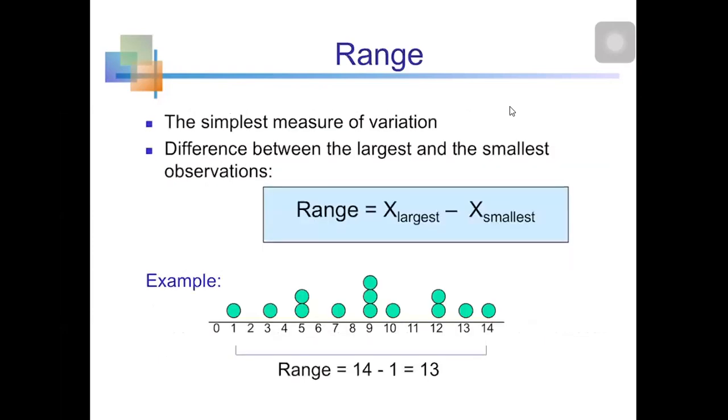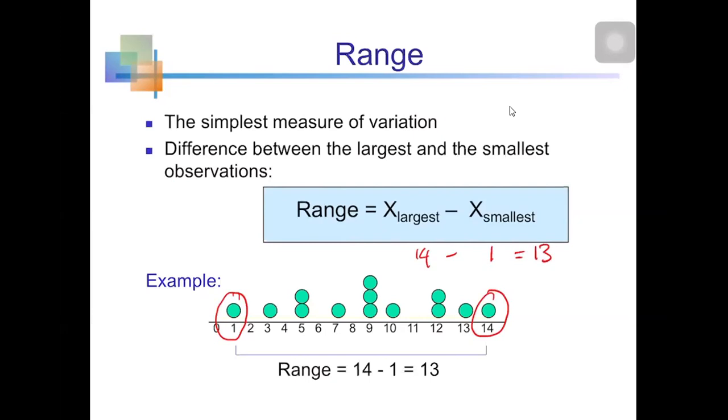So the first one, range. Range is the simplest measure of variation. I think this is not a new thing for you, very easy. The formula is largest value minus lowest value. For example, the largest value here is 14. The smallest value is 1. So 14 minus 1, your range will be 13.